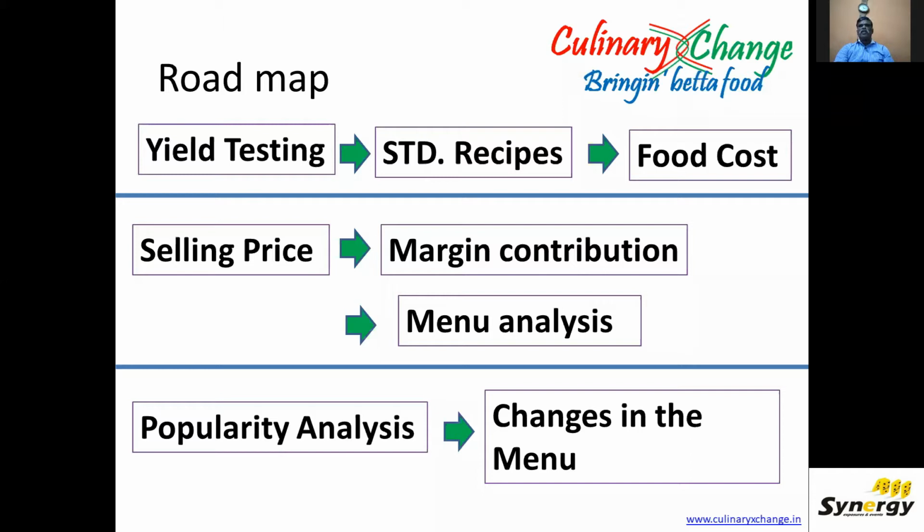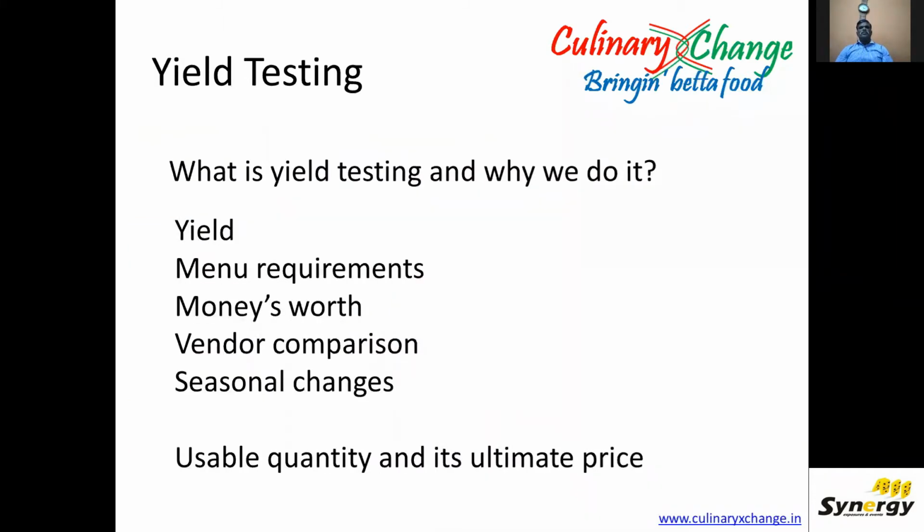First, in any menu engineering or any cost management, our first step should be yield testing. What is yield testing? We will see. We buy ingredients in the market. When we clean them, we remove the unusable parts and arrive at a smaller portion of usable product. Here, yield is the amount of usable product from the set amount of whole food.